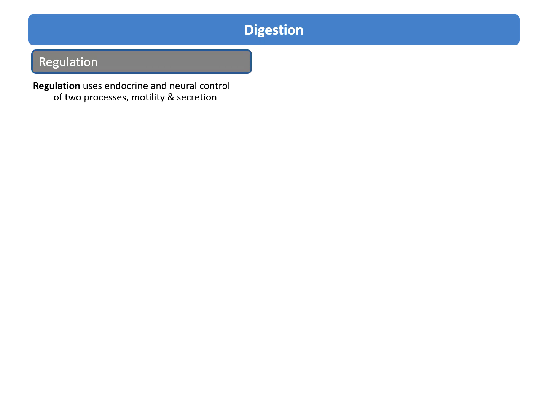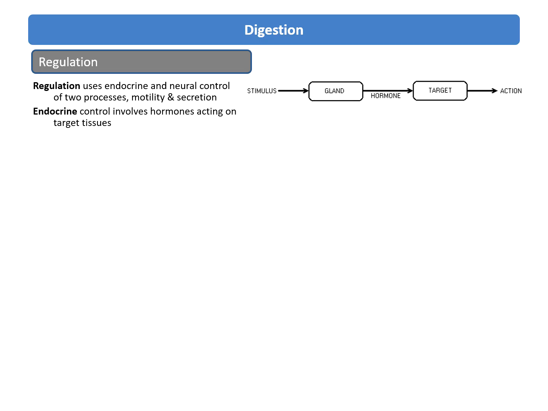Now let's look at regulation of digestive tract function. Regulation involves both endocrine and neural control. And two processes are involved: control of motility, that's the chewing, the peristalsis, and so forth, and secretion. Endocrine control, remember, involves hormones acting on target tissues. I know you've seen this diagram many times, but it doesn't hurt to bring it up again. Stimulus acts on a gland, the gland secretes the hormone acts on a target, and the target takes an action.